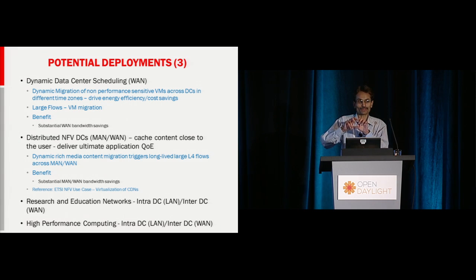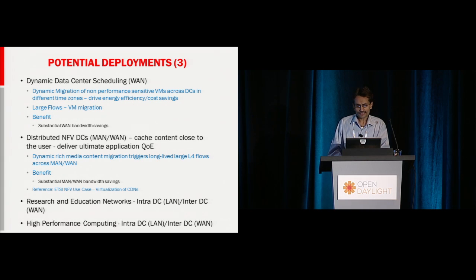So now by moving the workload at a time around 2 p.m. Pacific, if we start moving the workloads, then you are able to capitalize by running the workload in the East Coast where it's much cheaper. So, strategies around that. And here the large flows are indeed created by migrating virtual machines. And the benefit would be substantial WAN bandwidth savings.